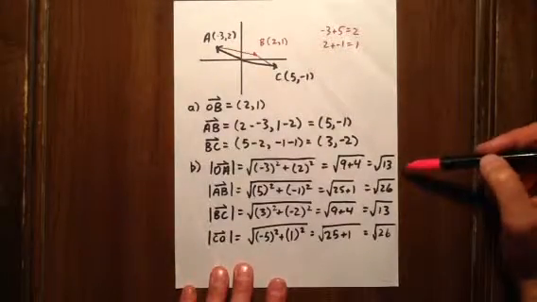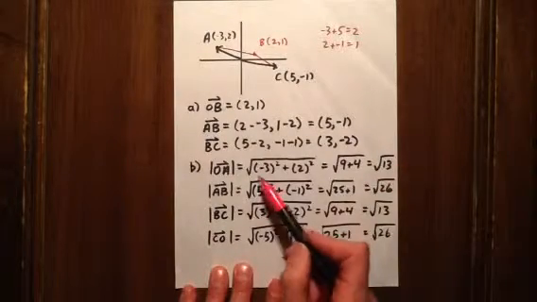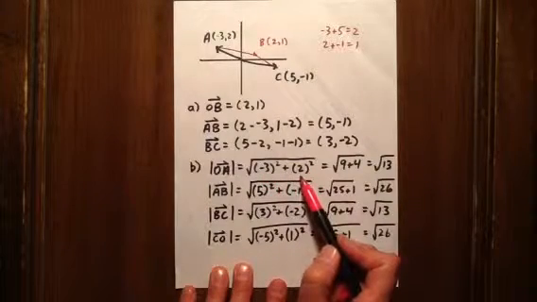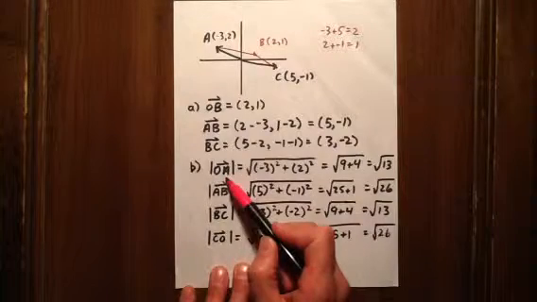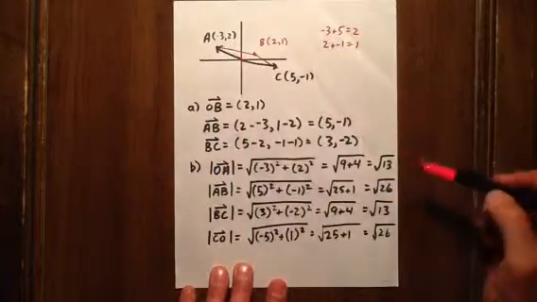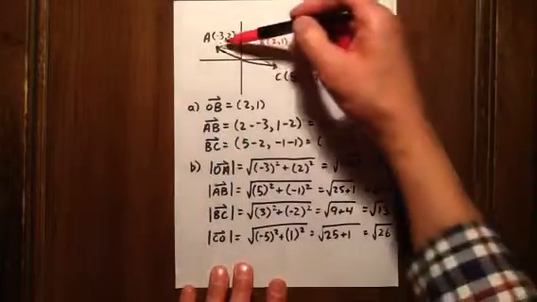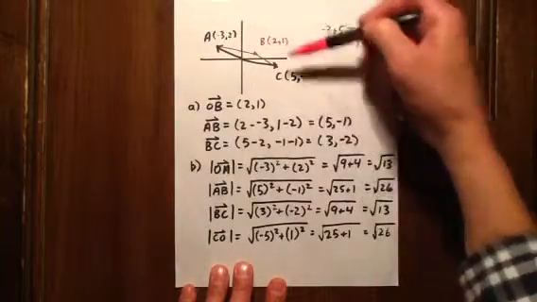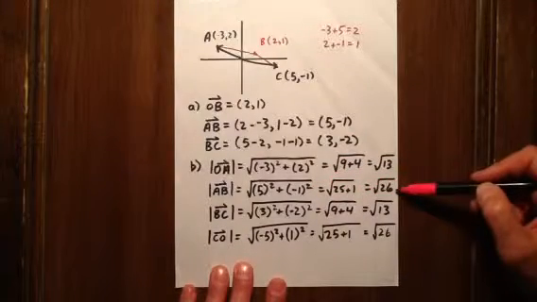Now, in order to determine the magnitudes of those sides, we simply use the magnitude of a vector formula, which is basically the distance formula from grade 10. So the vector OA's magnitude is negative 3 squared plus 2 squared, quantity square rooted, which is root 13. The magnitude of AB, we simply figure out that the vector AB is 5, negative 1, and then we get the magnitude of that vector, which is root 26.